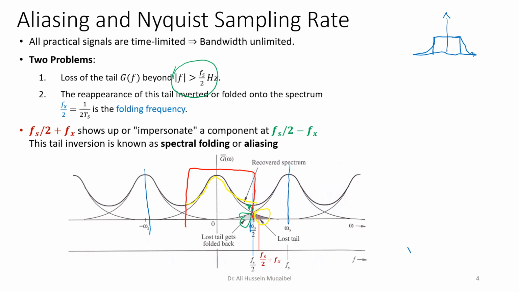So this is Fs over 2 plus Fx. It is going to show up as Fs over 2 minus Fx. This is supposed to be a minus sign.